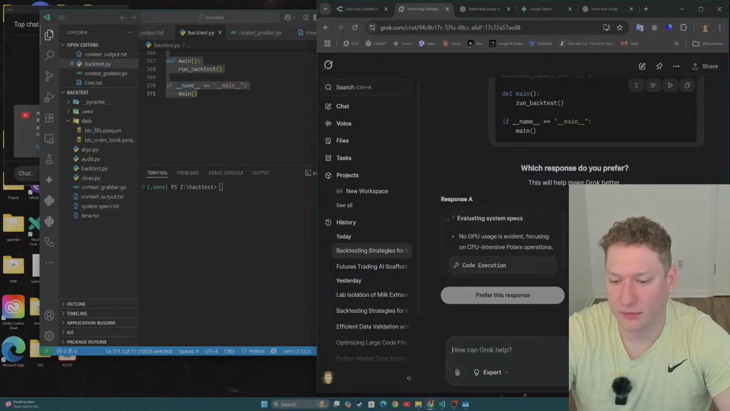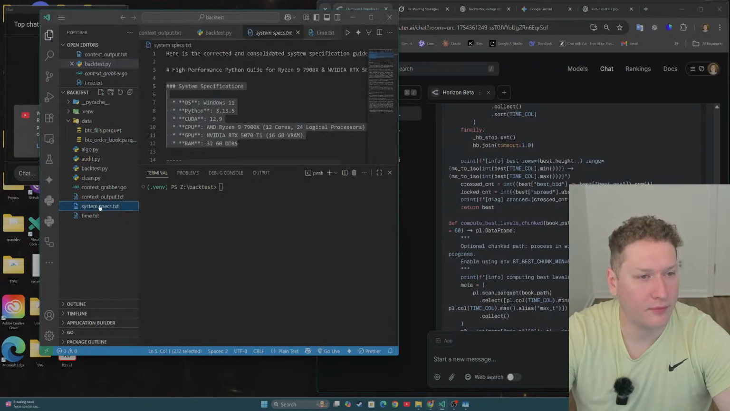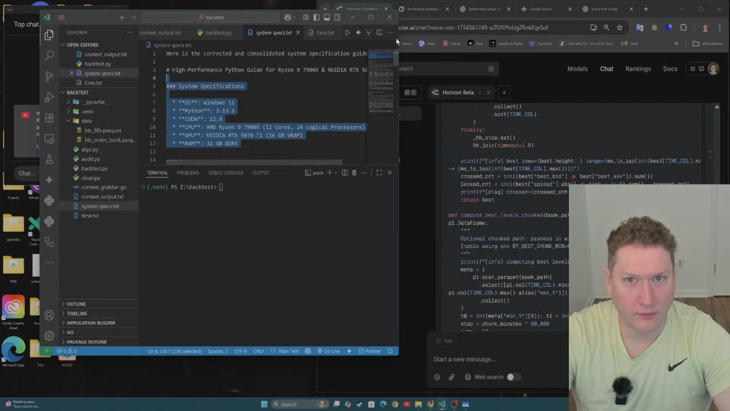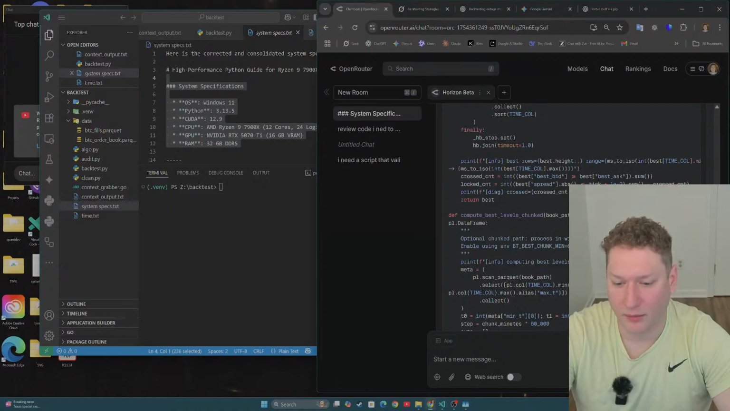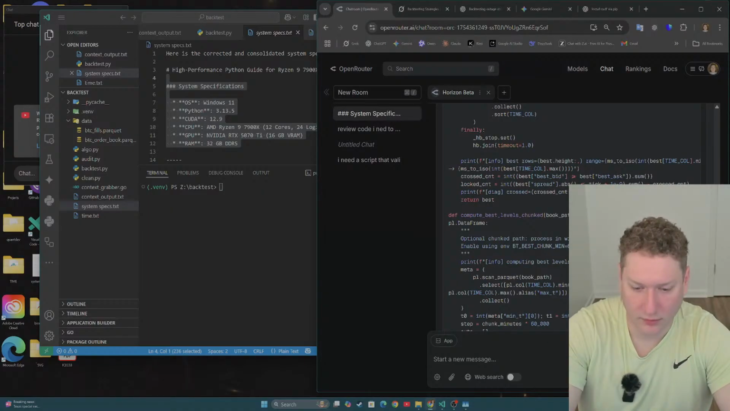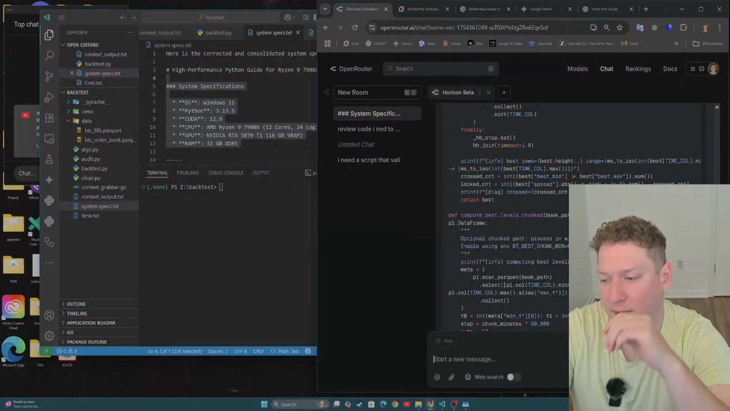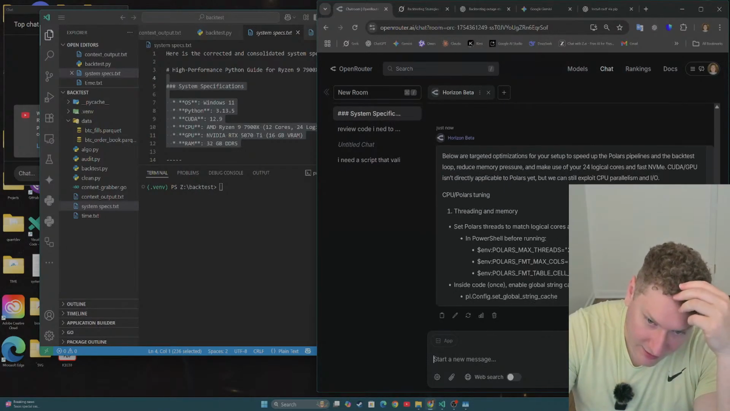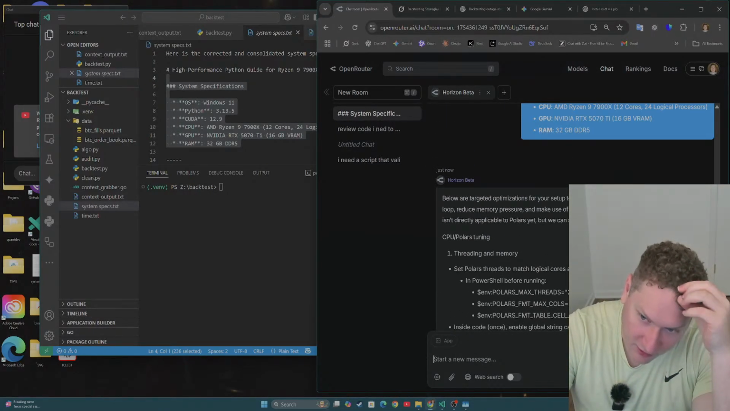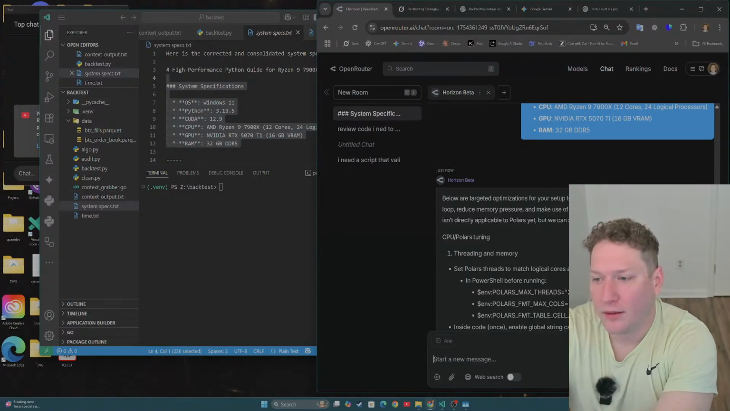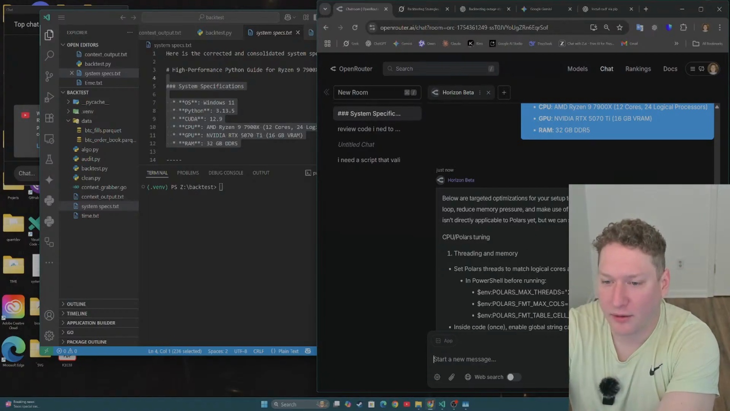I'm gonna go back over here and say, optimize the backtest. All right, the target optimization-free setup isn't directly applicable to Polars yet. Okay, but we can still exploit CPU parallelism.